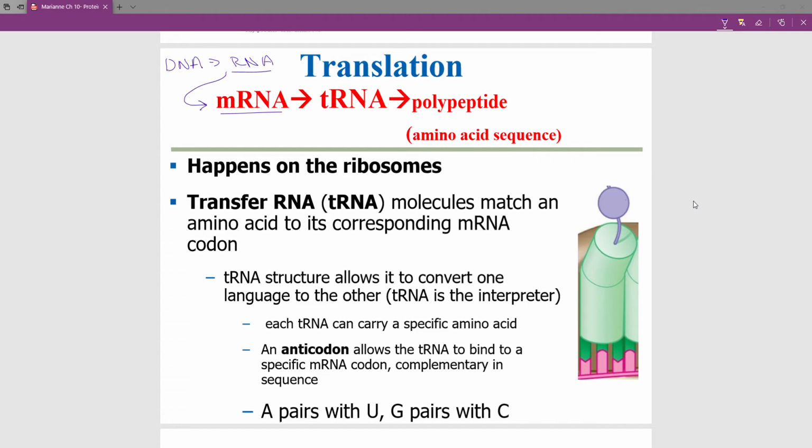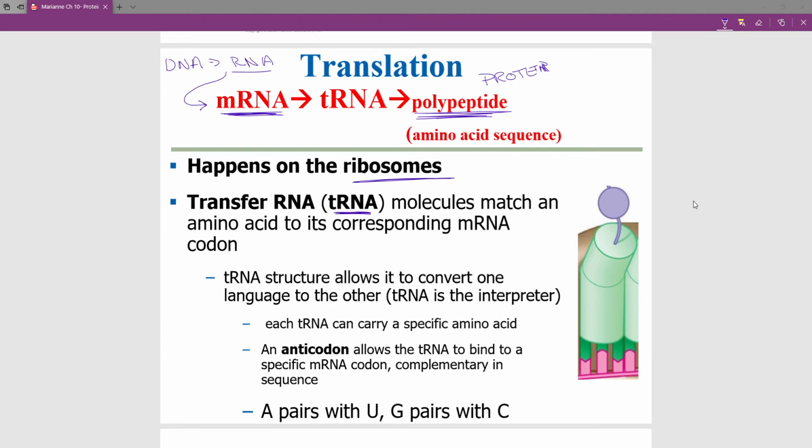So translation involves going from the messenger RNA to the amino acid sequence or the polypeptide to the protein, because that's what we're really trying to do here, is make proteins. And so this happens on the ribosomes, as we talked about in chapter 4. It involves another RNA molecule. And so we have a new kind of RNA. This time it's called transfer RNA or tRNA. And it's just an individual molecule.